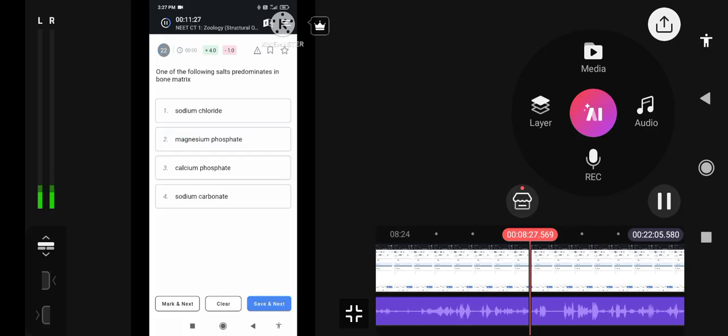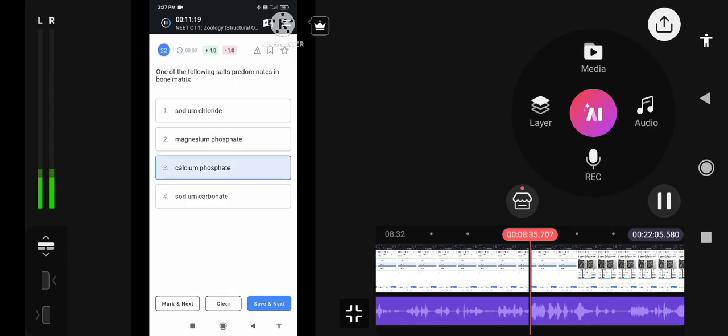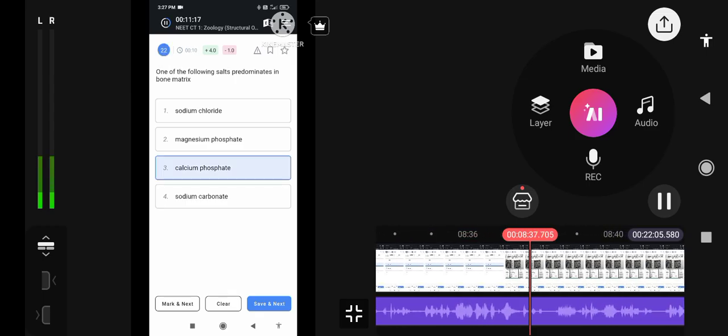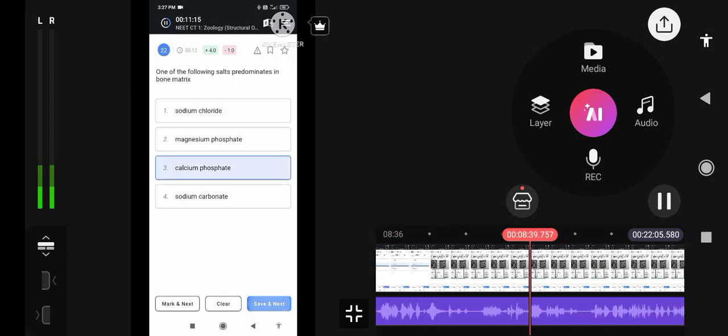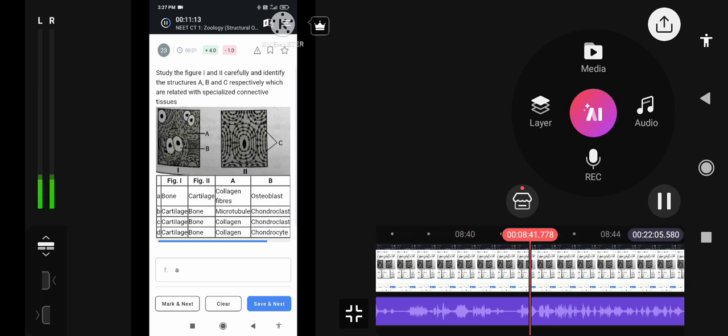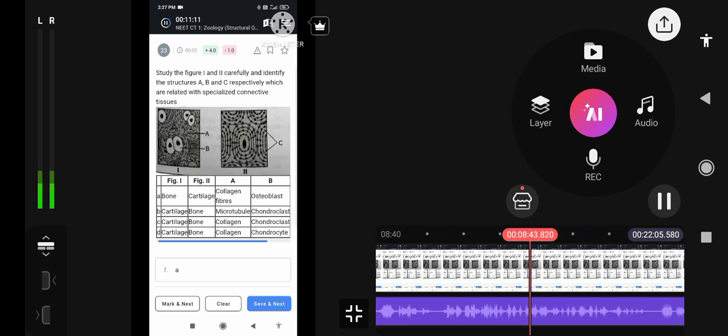22nd question: one of the following salts predominates in bone matrix. Sodium chloride? Are you mad? Magnesium phosphate? No, bro. Calcium phosphate. Yes, calcium phosphate. Sodium carbonate? No.